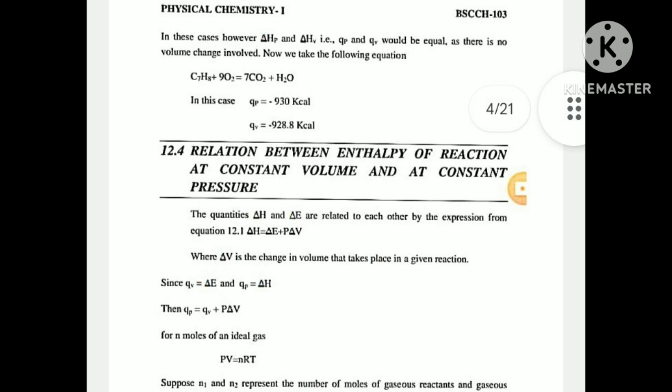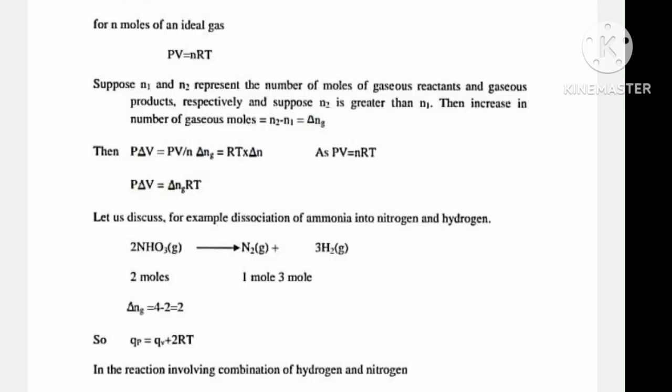For n moles of an ideal gas, PV is equal to nRT. Suppose N1 and N2 represent the number of moles of gaseous reactants and gaseous products respectively, and suppose N2 is greater than N1. Then the increase in the number of gaseous moles is N2 minus N1, equal to delta Ng. Then P delta V is equal to PV upon n, delta Ng, which is equal to RT into delta Ng. As PV is equal to nRT, P delta V is equal to delta Ng RT.